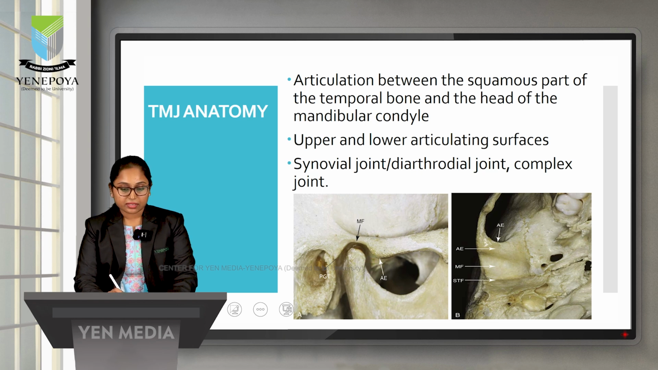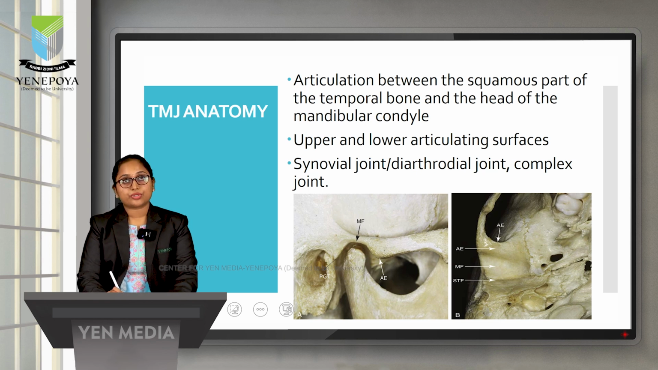The upper articulating surface is formed by the mandibular fossa, which is a part of the squamous part of the temporal bone, and the articular eminence, whereas the lower articulating surface is formed by the condylar head.